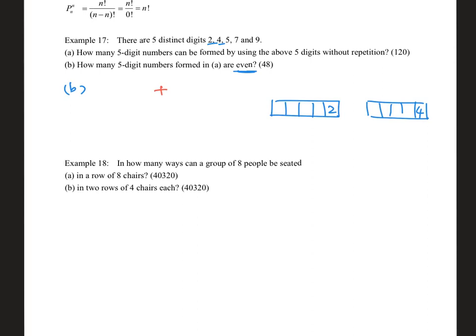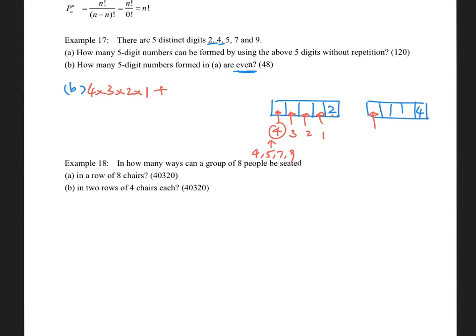Now let's see the situations one by one. You have used the 2 already, so there are only 4 numbers to choose from for the first digit, followed by 3, 2, and 1. So it's 4 times 3 times 2 times 1. Totally, you can check, it's 24 possibilities. If you're still puzzled about this 4, it means besides the 2 which is used up, you still have 4, 5, 7, and 9, these 4 numbers to choose from.